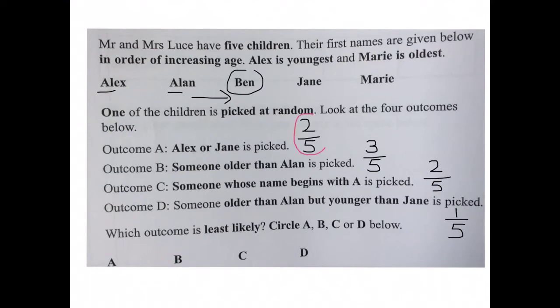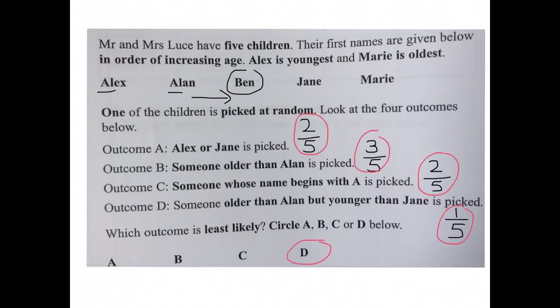Well, if we look at our numbers and our statistics now, the probability that A happens is 2 chances in 5. The probability that B happens is 3 out of 5. Probability that C happens is 2 chances in 5. And the probability that D happens is 1 chance in 5. So it is least likely.